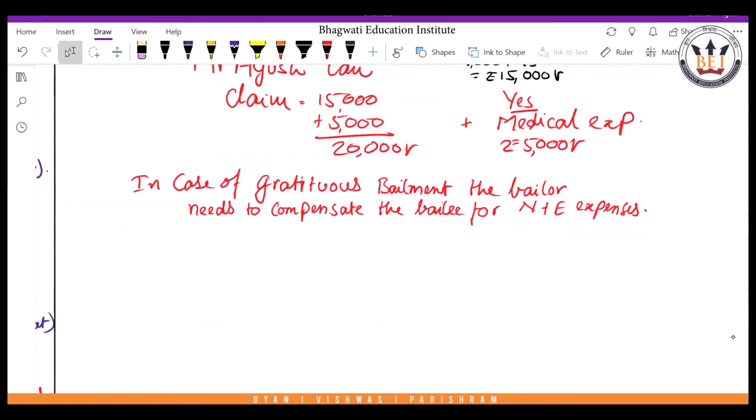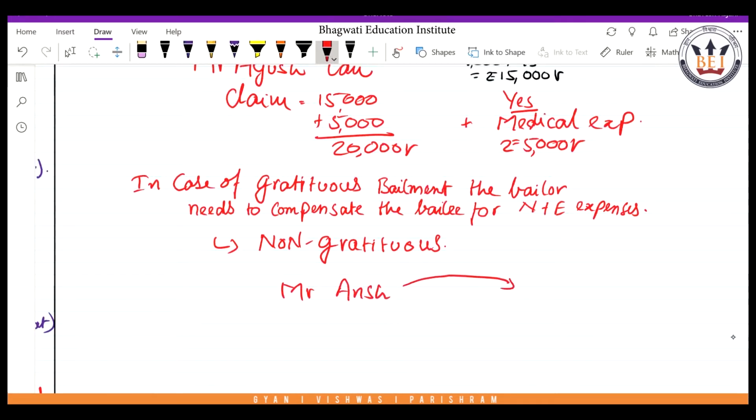Now, going on to the second part, the non-gratuitous part, which I'm more concerned about. It seems very logical, the gratuitous part. So now coming to the non-gratuitous bailment part. If I take the same case very quickly, there is one Mr. Ansh, and he went to one Mr. Ayush, who was running a kennel club.